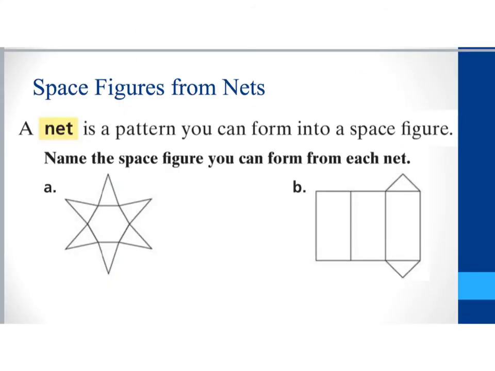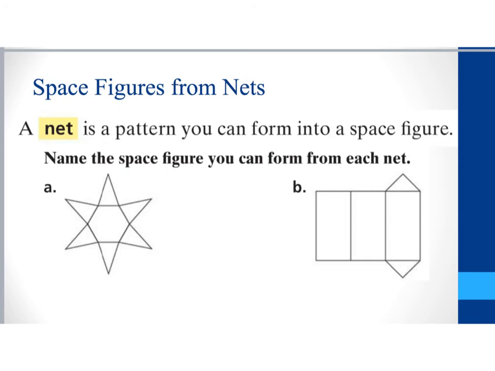Now the last thing we're going to look at is what we call a space figure from nets. A net is a pattern that you can form into a space figure. I like to think about this as if this were a piece of paper. You could actually fold this and create a paper space figure.